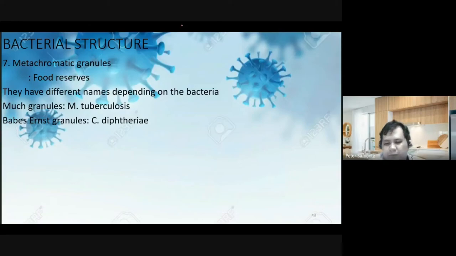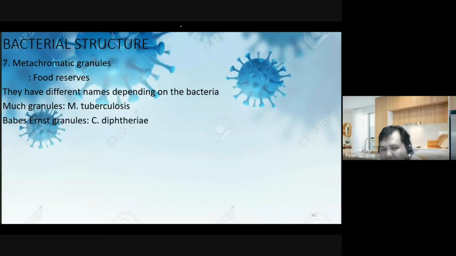Then, we have your metachromatic granule. So, class, remember kanina I discussed that certain organisms would have their endospores. Now, they would tend to thrive in adverse conditions. Now, remember, if they're living in adverse conditions, they do not have much food source. So certain bacteria would have metachromatic granules. These metachromatic granules would act as food reserves. Parang baon nila, class, reserva for energy use.